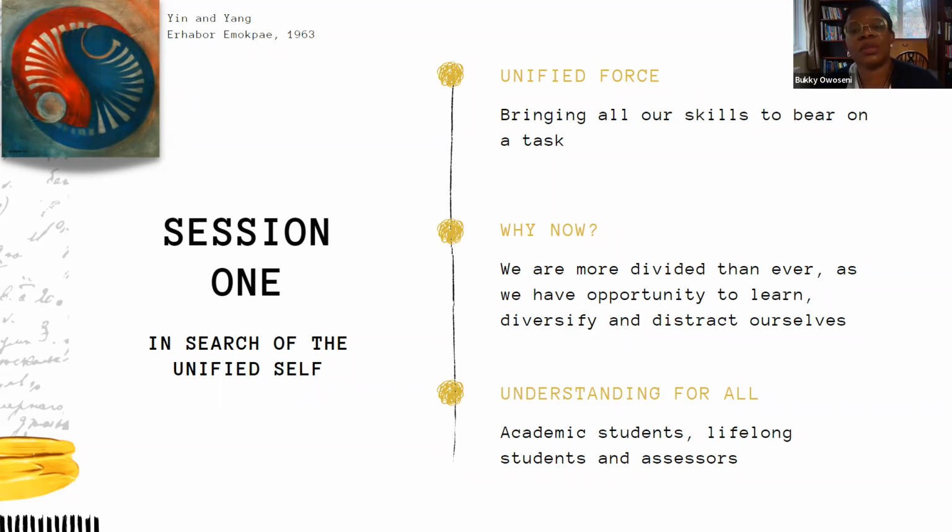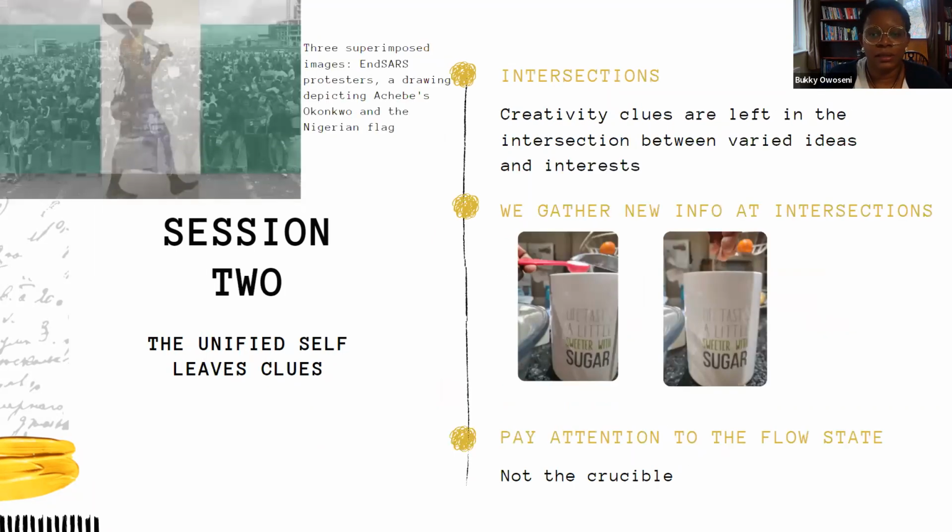My hope is we bring this to the fore in our private lives, and that the curriculum helps to bring it out as well. In session two, we talked about how the unified self leaves clues, and there's information about ourselves that we find in other activities. One thing relates to another, and we need to continue to pay attention to ourselves in the flow state, understanding the things we like, how we retain information, and the things that make us work well. These are important so that when we're in the fiery furnace of academics, we are able to call on the things that we know support us when we are in our flow state.